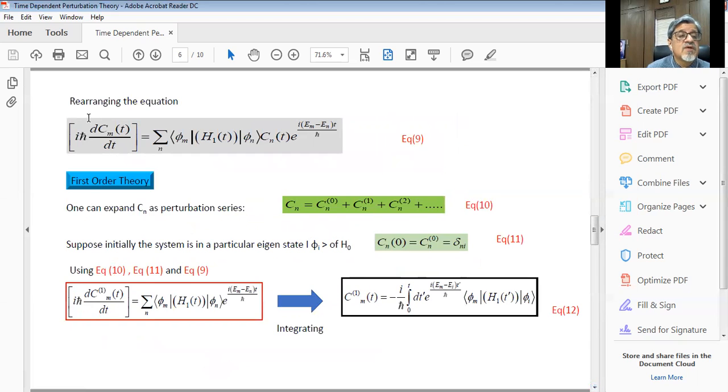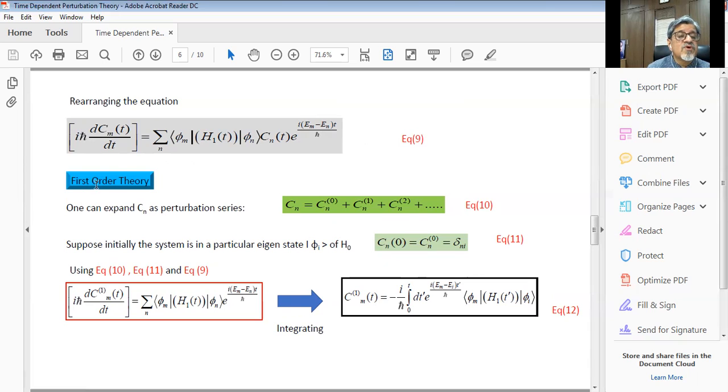So rearranging the equation, iħ dCm(t)/dt equals the summation over n of ⟨φm|H1(t)|φn⟩ Cn(t) e to the power i(Em minus En)t divided by ħ. That is equation number 9.